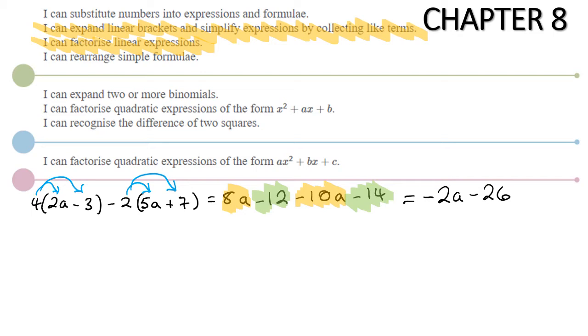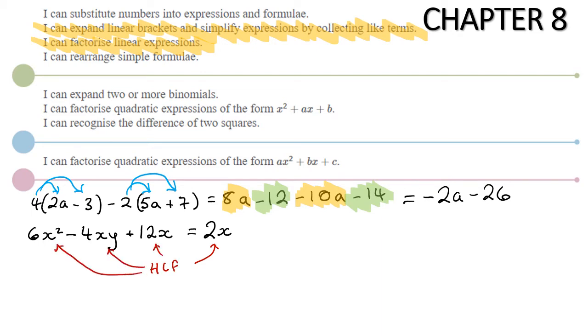Now sometimes you need to factorize. Let's say I had something like 6x squared minus 4xy plus 12x. So first of all, I need to see what's the biggest number that goes into those three numbers, the 6, the 4 and the 12, and that's going to be 2. So 2 is going to go outside the bracket. Then I'm looking to see if there's a letter that I've got in every single one, and that's x. All of them have got an x in, and actually what we've written down is the highest common factor of these three terms here.